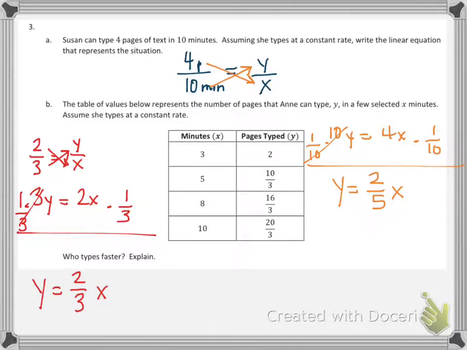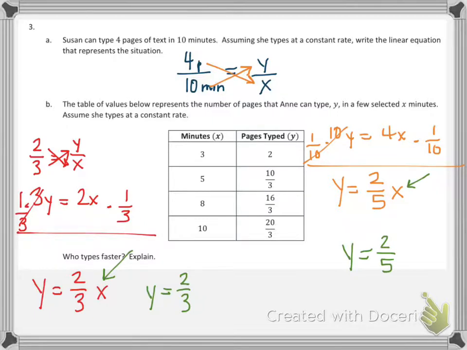Well, I can just check these out. I can say, well, what if they both type for 1 minute? If they both type for 1 minute, I'd put a 1 in for x, and I'd get 2/3 times 1. So the number of pages for Anne would be 2/3 of a page. And if I put a 1 in for x for Susan, this would be y equals 2/5 of a page. And then I have to decide 2/3 or 2/5, which one's more. They've both typed for the same amount of time. I just have to figure out which one has done more work.